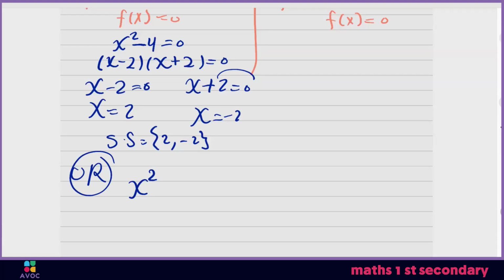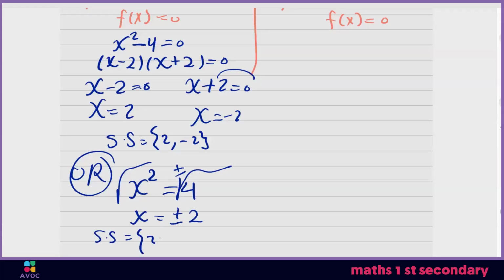So I will transfer negative 4 to the other side, so x power 2 equals 4. By taking the square root for both sides, but don't forget positive or negative when you're taking the square root. So the square root of x power 2 equals x, so x equals positive or negative square root of 4, which equals 2. So the solution set will be 2 and negative 2 also by another way.